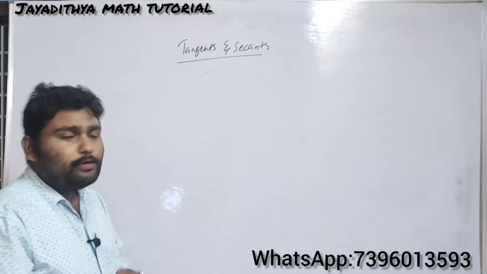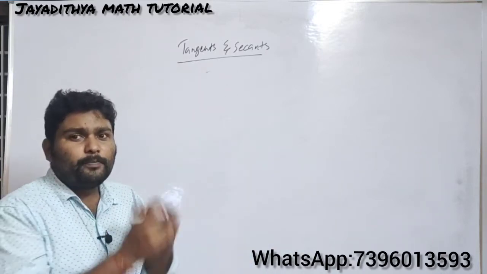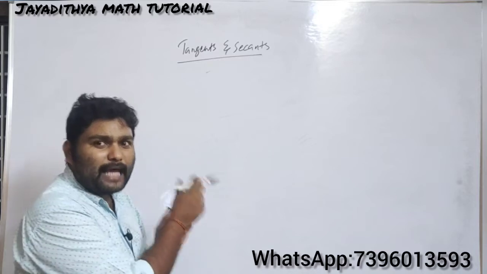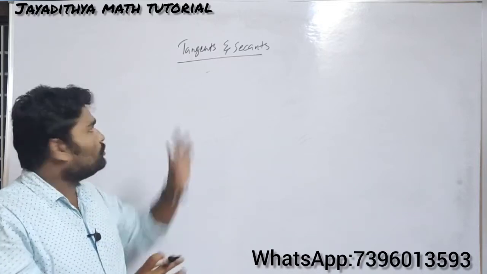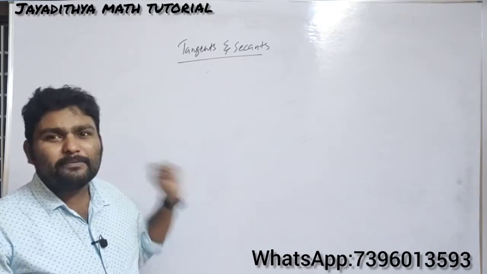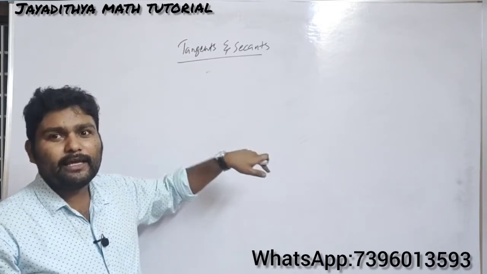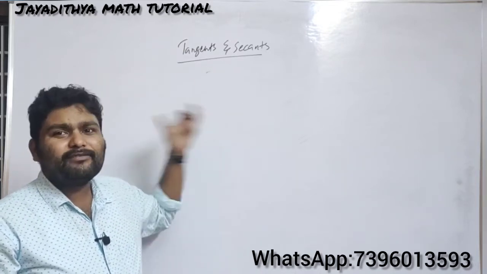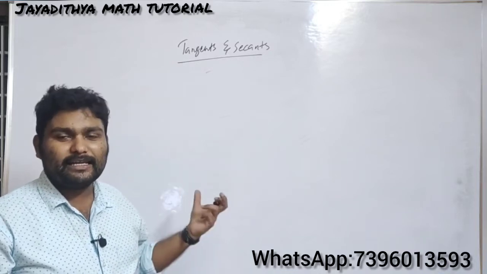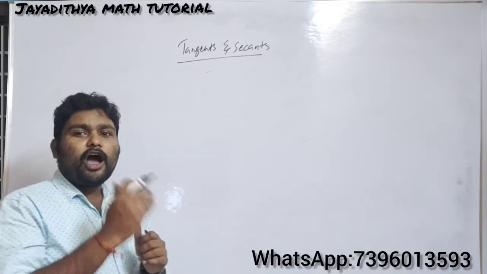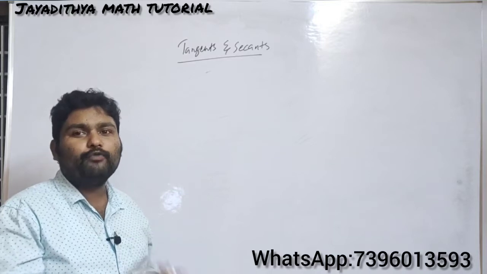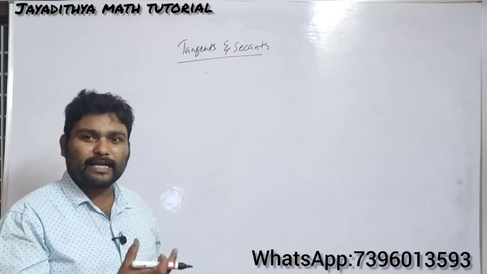Right now let us discuss tangents and secants. Tangents and secants are nothing but lines related to circles. A tangent is a line, a secant is also a line, and these have some relation with the circle. So let us understand what possibilities we have when we draw a circle and a straight line.